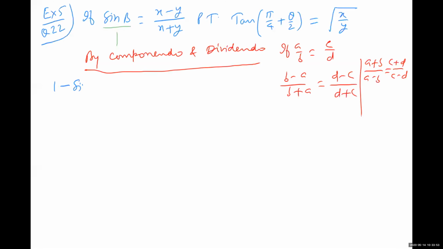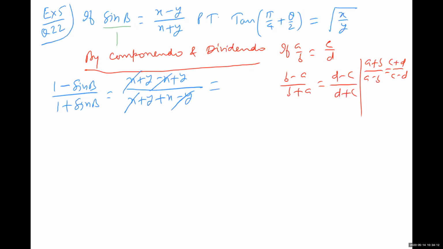So here I am applying, from denominator I am subtracting. So 1 minus sine b upon 1 plus sine b will be equal to, first I am subtracting from denominator, x plus y minus x plus y upon, now I will add, x plus y plus x minus y. So this is equal to, x will cancel, y will cancel. Sorry, this y will cancel. So y upon x is left. But I need x upon y. So x upon y is equal to 1 plus sine b upon 1 minus sine b.